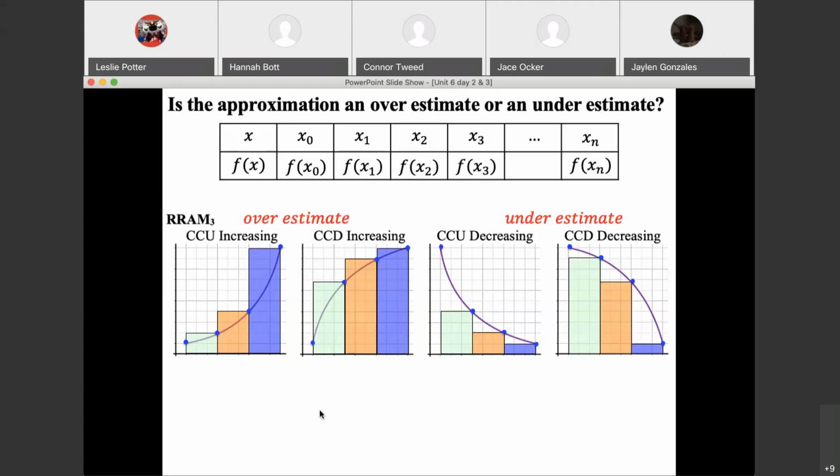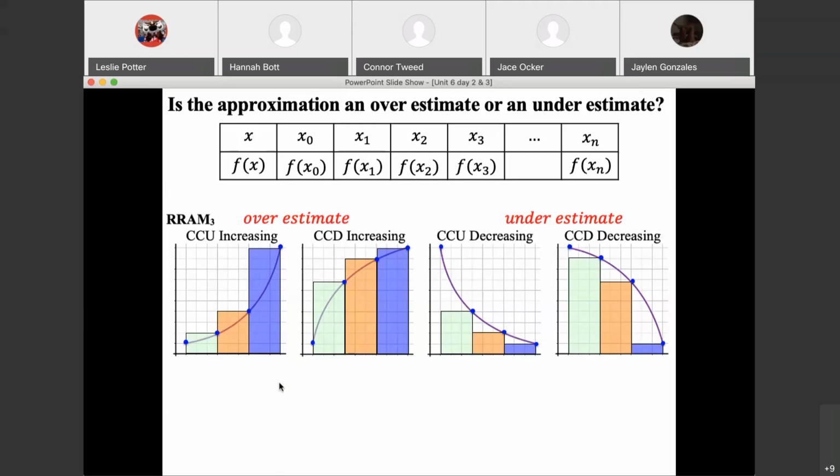It also depends not necessarily on the concavity, but on whether it's increasing or decreasing. Which is why we ask these questions only on functions that do one or the other over the interval, not both. If we have a function that increases and then decreases, that's harder to draw an LRAM and say whether or not it overestimates because it changes. Boxes start out outside and then they go inside, and that gets messy. So these types of questions are very specific, like I said. So we have functions that are strictly increasing or strictly decreasing.